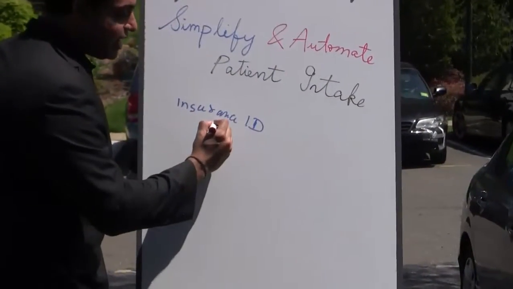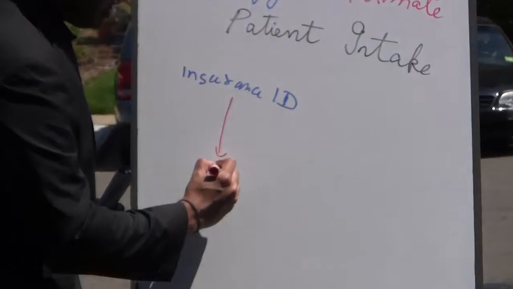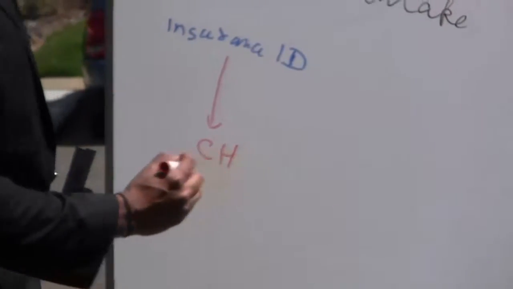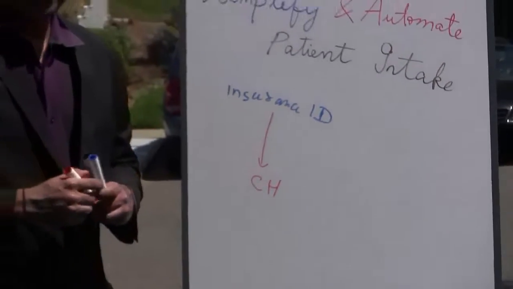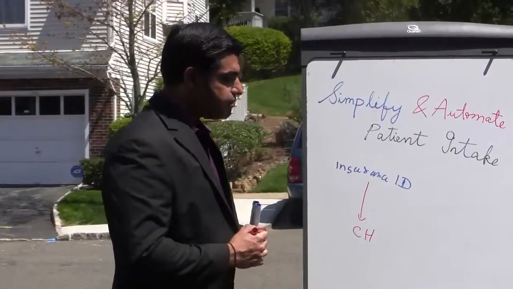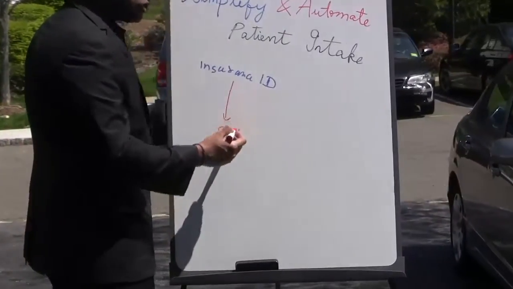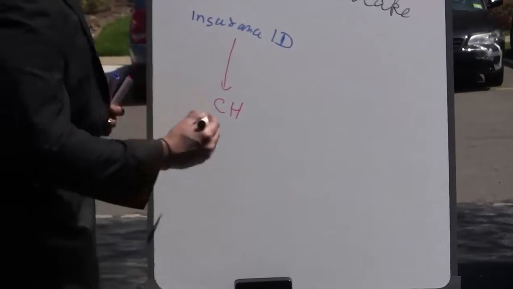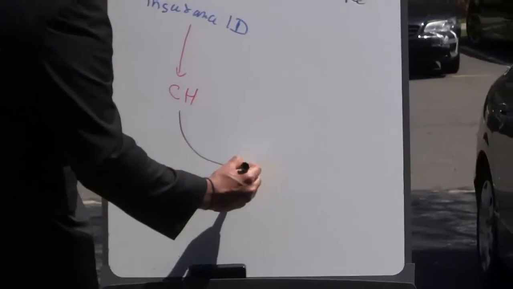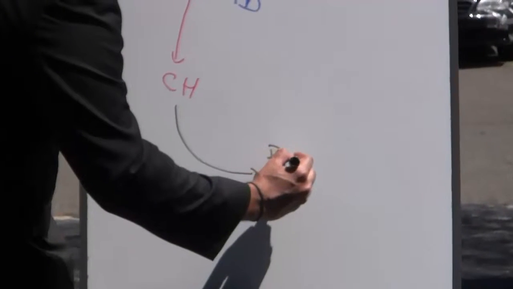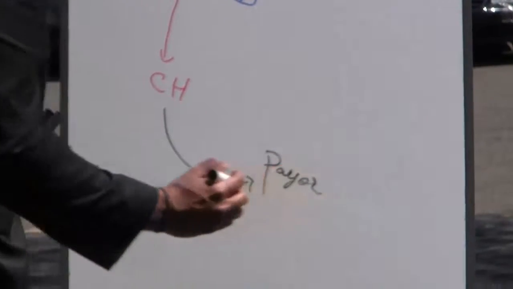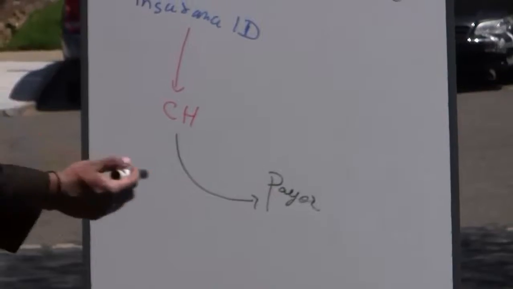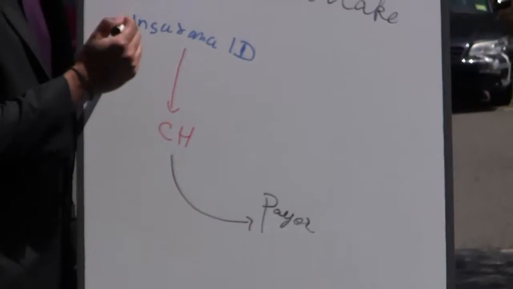If this insurance ID number is sent to the clearinghouse, and there are several different clearinghouses in the country, then from the clearinghouse, that insurance ID information goes to the actual payer. So let's say you're checking Aetna, for example. Now, Aetna, keep in mind, as one of the payers, already has information for the patient.